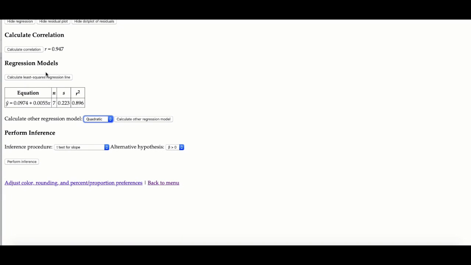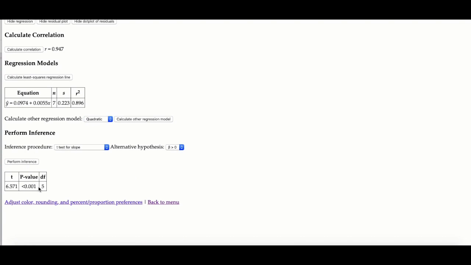Now, even though this is strong, it may not be significant. So I do want to click on this last option here, perform inference, and we do get a p-value that's significant. It's below 0.05 and even lower than 0.001. So this is a highly significant and very strong positive linear association.